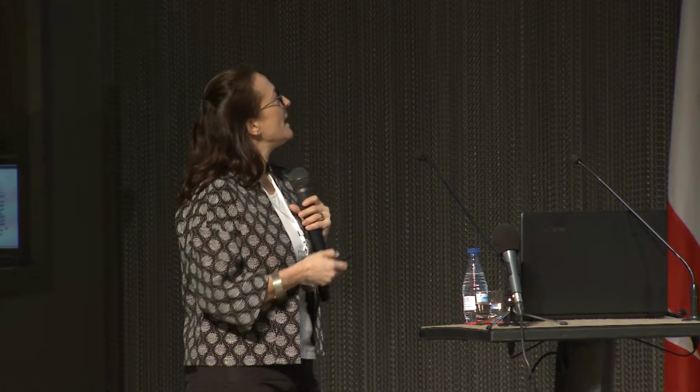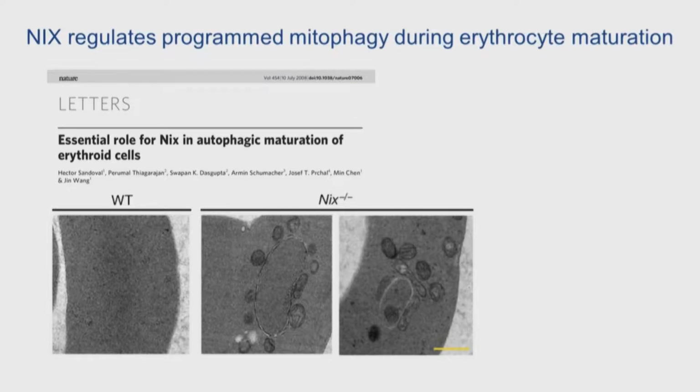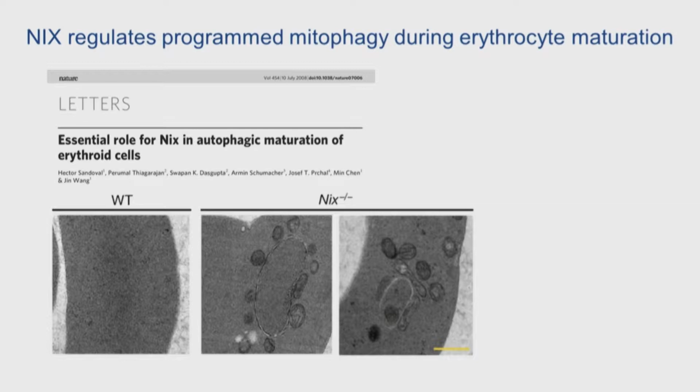So we took advantage of the Nix deficient animals. They are viable, they are born, and their most important alteration is that Nix deficient erythrocytes display mitochondria in their cytoplasm. As you know, erythrocytes are among the few cells in our body that don't have mitochondria. So Nix deficient erythrocytes have mitochondria retained. This is through a process of programmed mitophagy that occurs normally in erythrocytes.